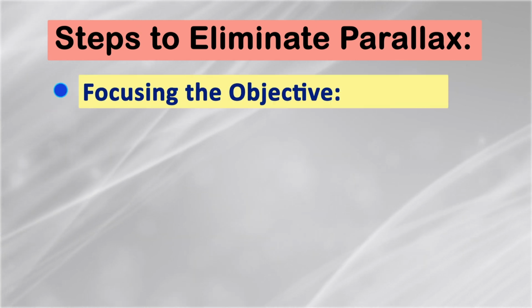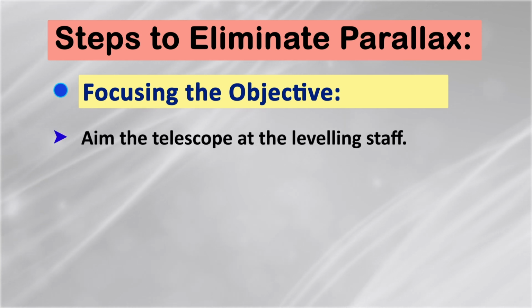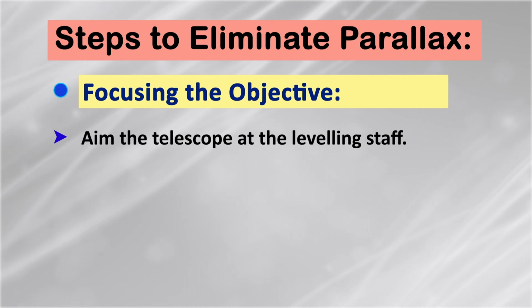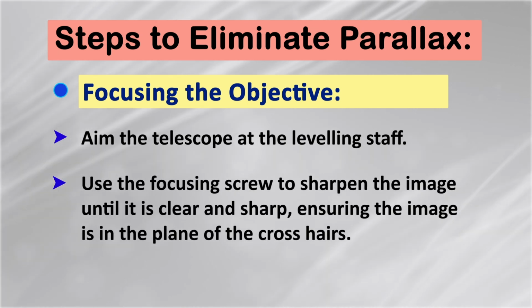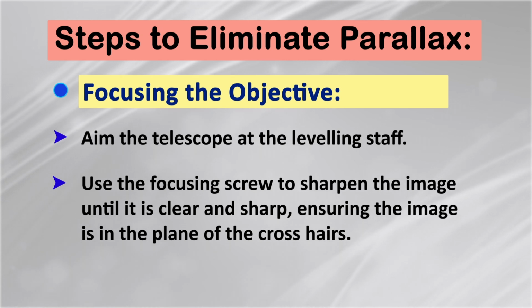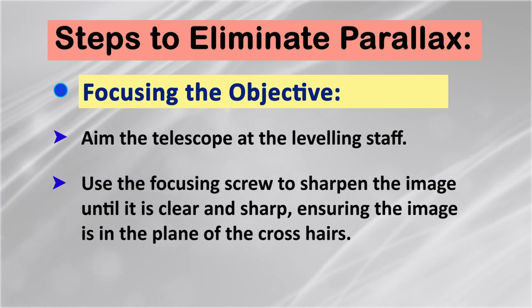Next and the last one is focusing the objective, in which we aim the telescope at the leveling staff and use the focusing screw to sharpen the image until it is clear and sharp, ensuring the image is in the plane of crosshairs. With this, we can easily do the temporary adjustment. In the next lectures, we will discuss about permanent adjustment.